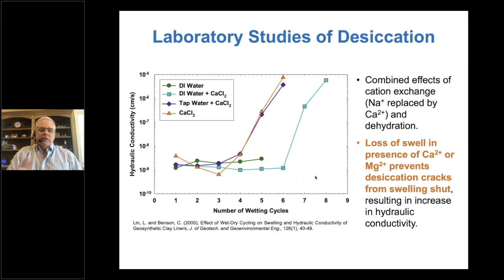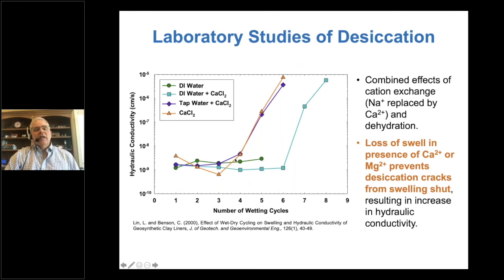And in fact, we did a number of laboratory experiments to show that, where we measured the hydraulic conductivity of GCLs permeated with different waters. We permeated with DI water. We could wet and dry it till no tomorrow. That's the dark green line here. Hydraulic conductivity remained very, very low, regardless of how many drying cycles, or wetting and drying cycles, we had. We did up to five. That's when the student told me she was going to graduate, whether we were done with the experiments or not.